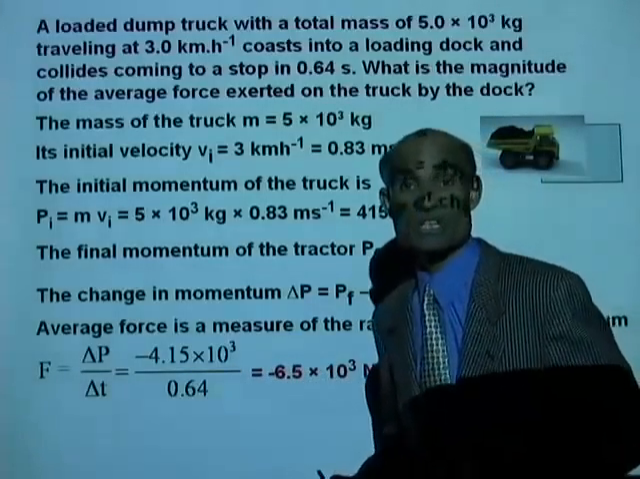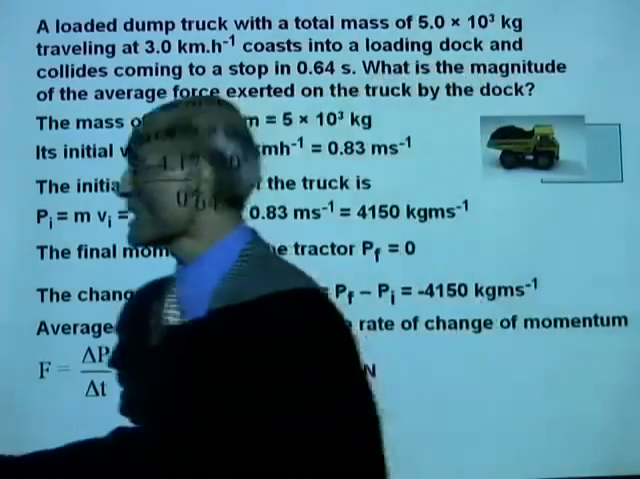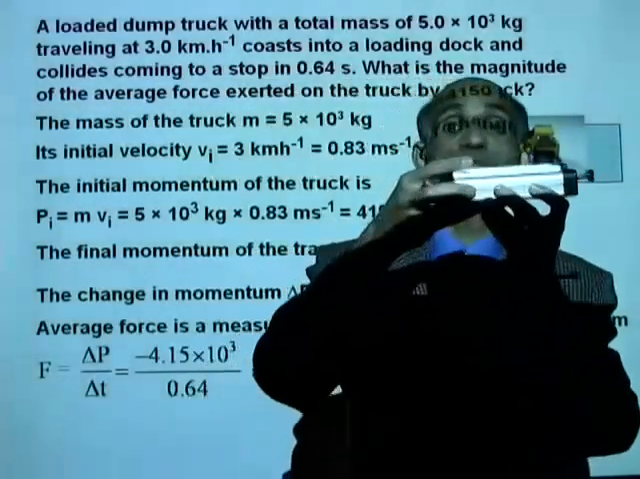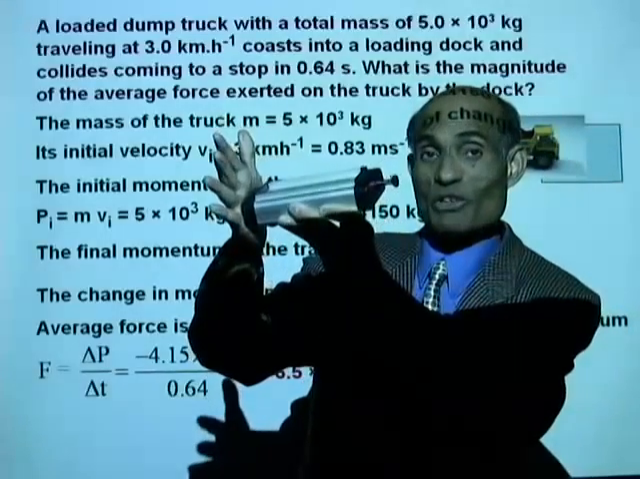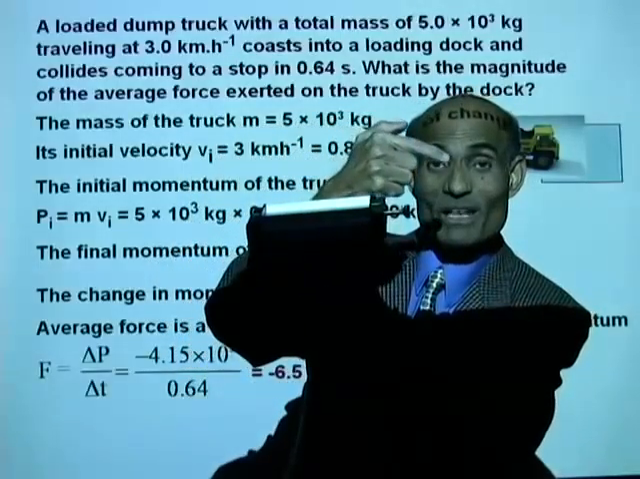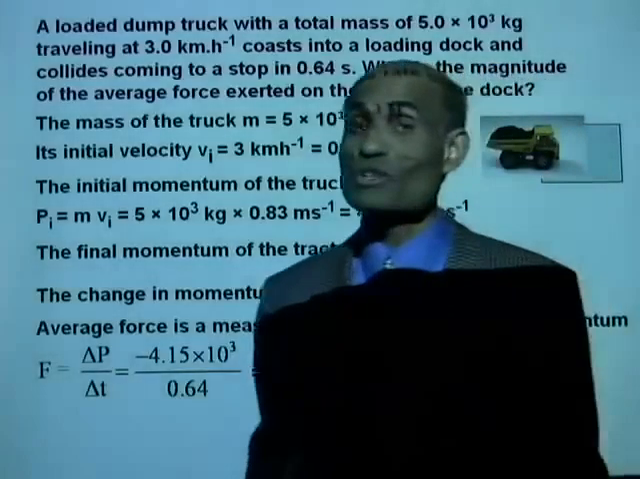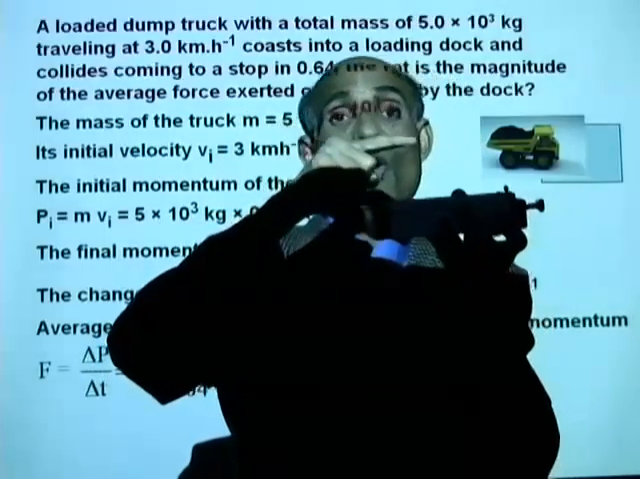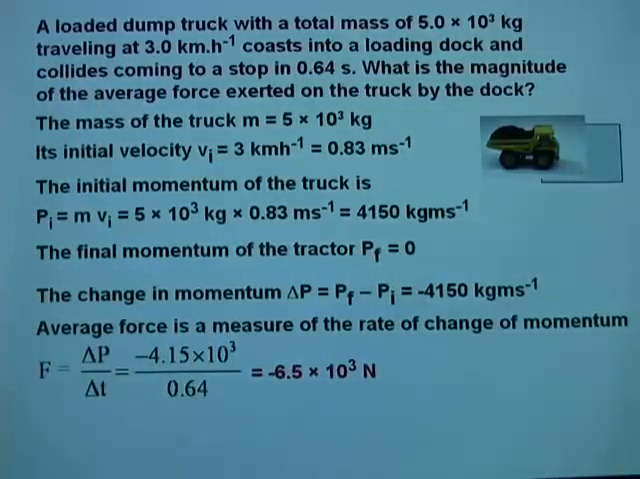Watch that, it is negative. Why is it negative? Because we considered the motion of the truck to be positive. If the initial velocity of the truck is positive, therefore the force applied by the dock on the truck is opposite to that, which therefore is negative. So the negative sign simply indicates that the change in momentum is opposite to the initial momentum. Okay.